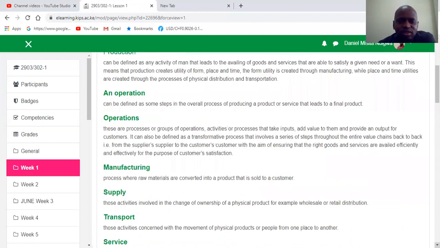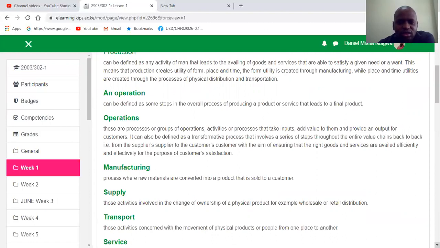The other important definition is operation. An operation can be defined as steps that are involved in the process of producing a product or a service that leads to the final product. Then you also need to understand what is operations. Operations are processes or groups of activities or processes that take inputs and ensure they do what is called value addition and provide outputs to the customer. And outputs are the goods that go to the customer. The customer is able to receive those goods.